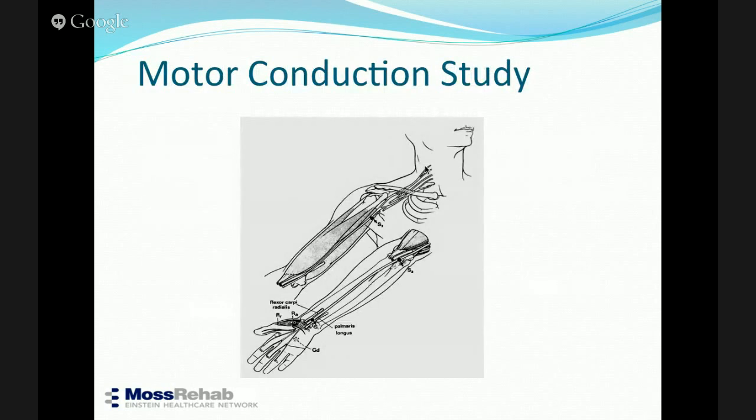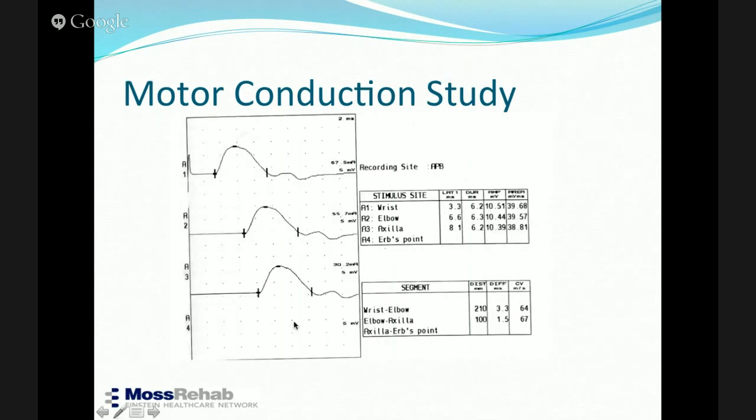So this is one of the things which we did here, right? Here is the distal point of stimulation at the wrist, and then a proximal point of stimulation of the median nerve here. You're recording from the abductor pollicis brevis, the thenar muscle right there. So that gives you two values: one value for here and one value from stimulating at the elbow all the way to the thenar muscle, right? And here are your responses, the responses from the wrist, elbow, and axilla.